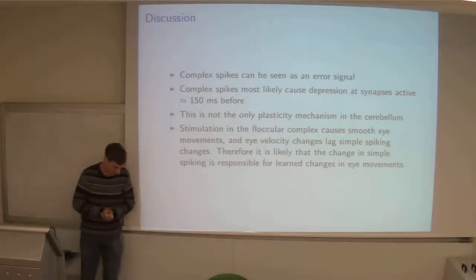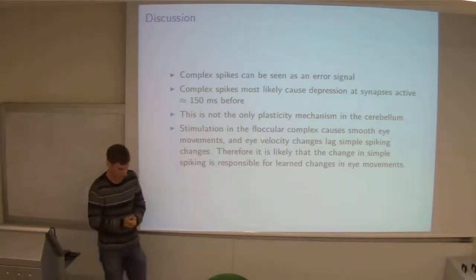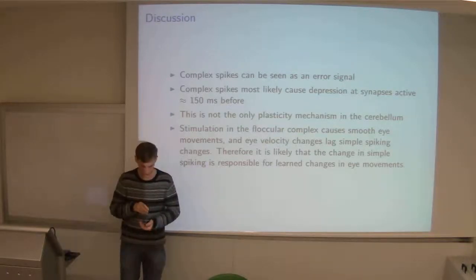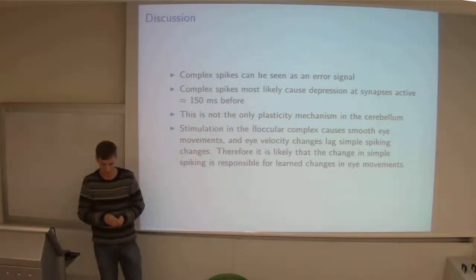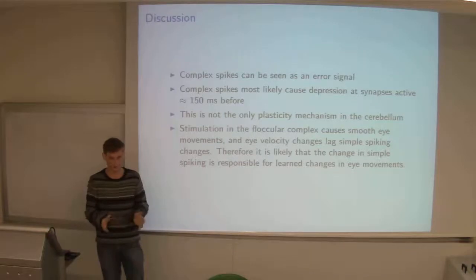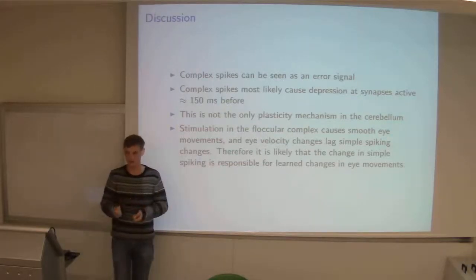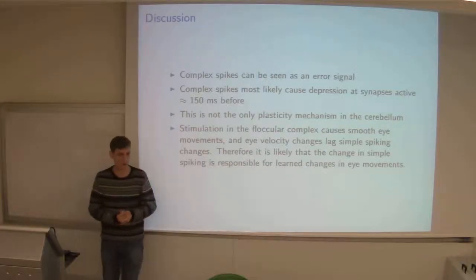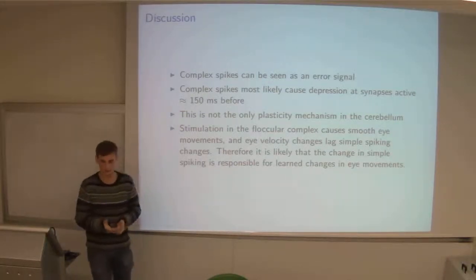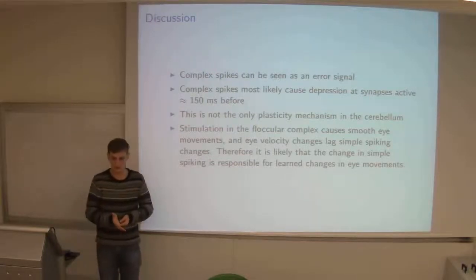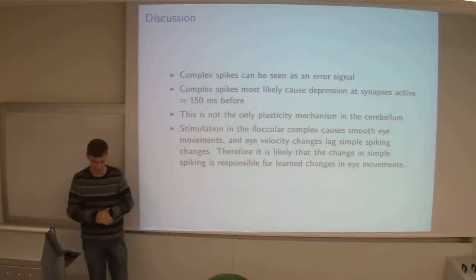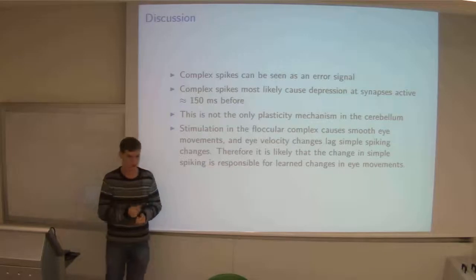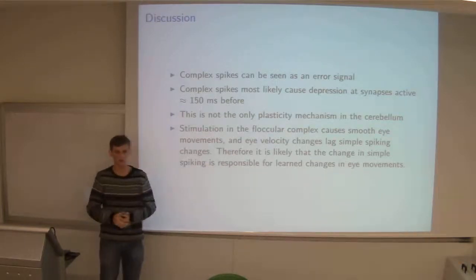And then one objection that one could have is one could say, okay, maybe the Purkinje cells just follow the eye movement. Maybe the monkey learns to move its eyes in some completely different part of the brain, and then the Purkinje cells in the cerebellum just follow this eye movement. But this is very unlikely because stimulation in the floccular complex produces smooth eye movements, and because the change in simple spike firing is earlier in time than the change in eye movement.